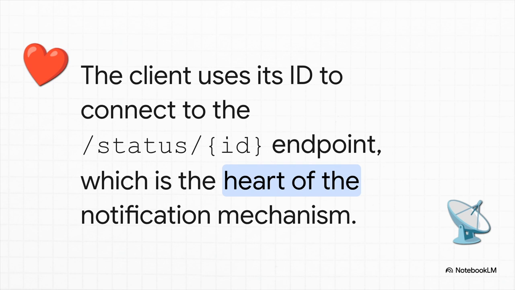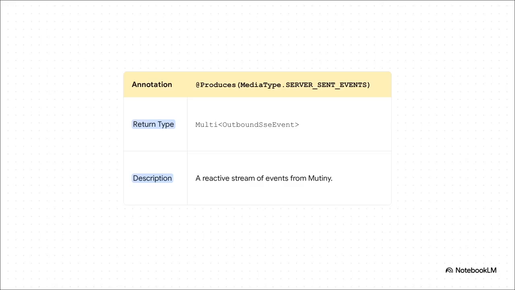And you can see right there in the code, the annotations are telling Quarkus, hey, this endpoint is going to be streaming events. Now, this part is really the core of the whole thing. Look at that return type, Multi<OutboundSseEvent>. That Multi comes from Mutiny, Quarkus's reactive library. It's basically a reactive stream. You can think of it like a pipe.